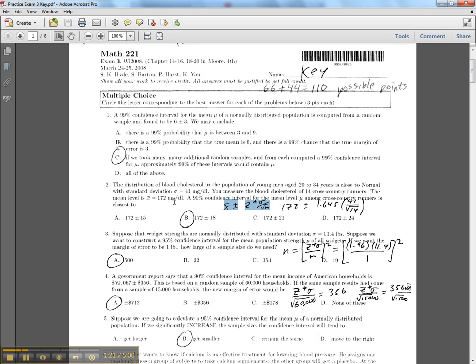So sigma is 41, and for the square root of n, you measured the blood cholesterol of 14 cross-country runners, so the square root of 14. Because each of my options is formatted this way, the easiest way is to just use this formula instead of the calculator's interval function. Let me explain why. Each option already has the 172, so all you have to do is figure out this math: at 90%, z star 1.645 times sigma 41 divided by the square root of 14.